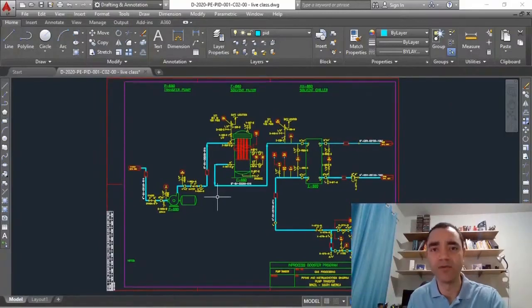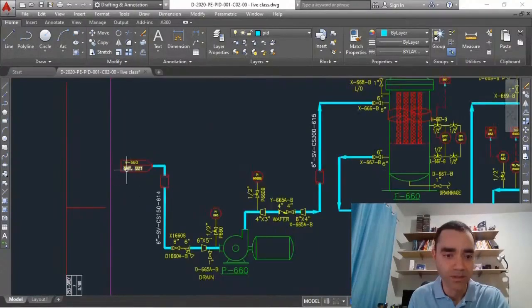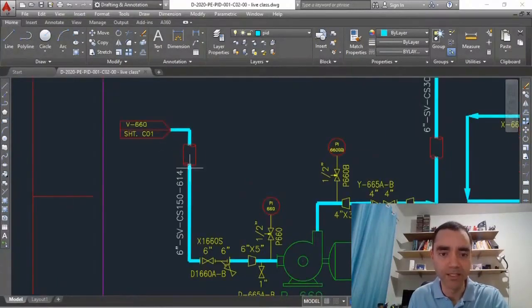I suppose that I have chemical process engineers following my content and this class. What we have here is a pump that is responsible for transferring a liquid fluid from the sheet C01, and it comes from the vessel 660. You can see that I have an indication of insulation here. I'm not so sure if it is insulation for a hot stream or a cold stream, but for us it doesn't matter right now.